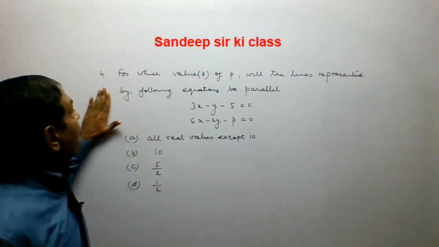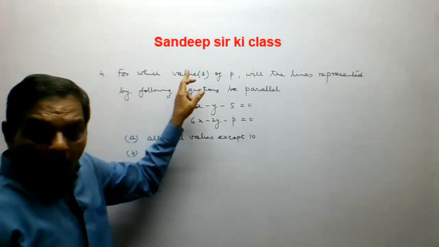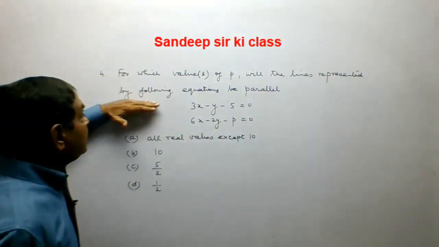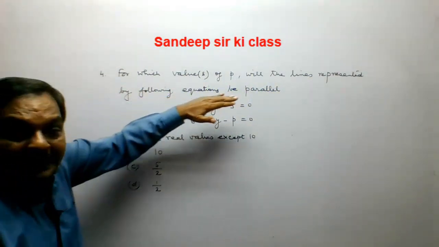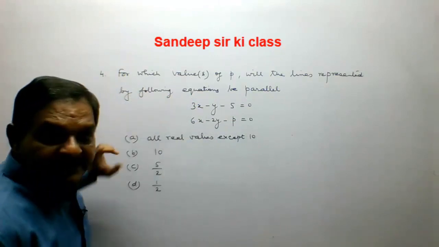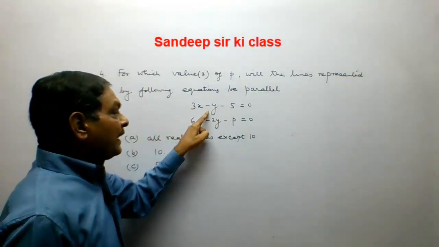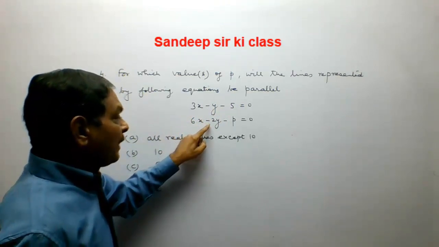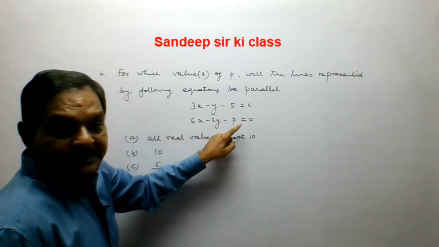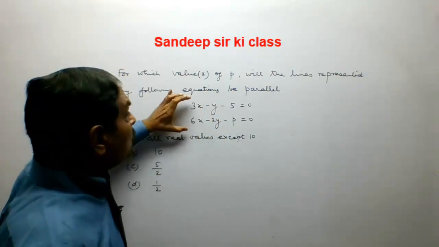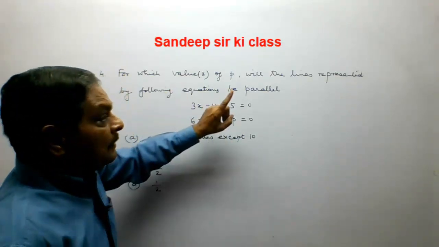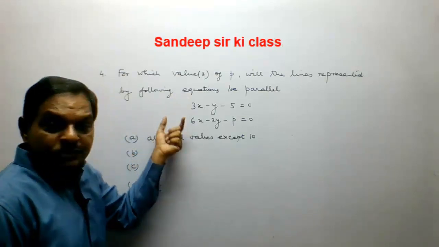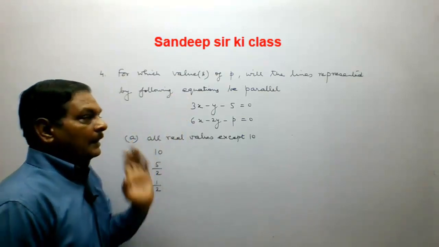Question number 4. For which value or values of p will the lines represented by following equations be parallel? Two equations are given. 3x minus y minus 5 is equal to 0. Second equation is 6x minus 2y minus p is equal to 0. These two equations are parallel. We have been given that the lines represented by these two equations are parallel lines.